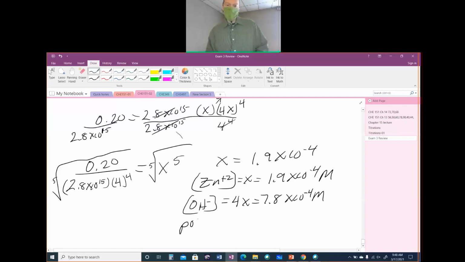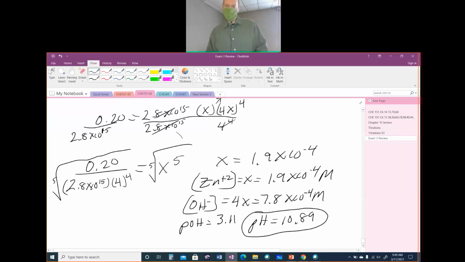And then you can find your pOH. You take the negative log of that, you get your pOH, and the negative log of that is 3.11. And of course, no one asked for the pOH. They all asked for the pH. And so that is 10.89.